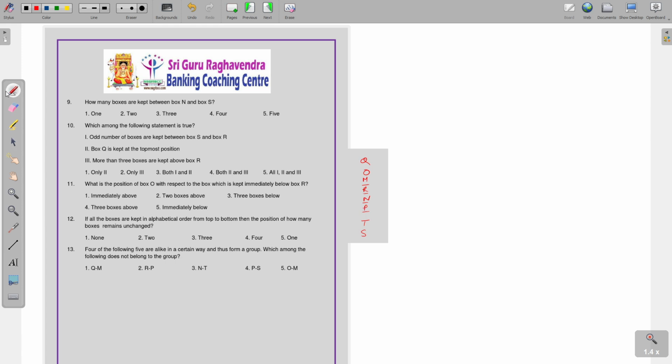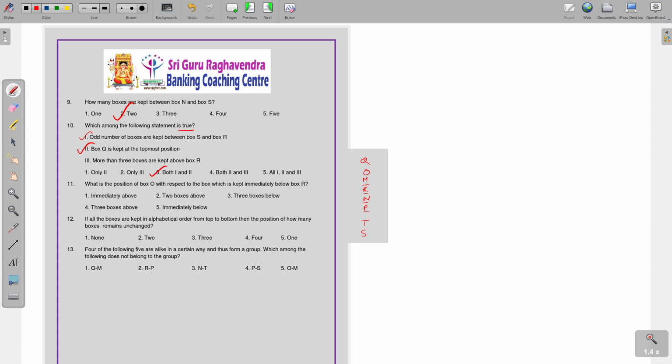See the first question. How many boxes are kept between N and S? Between N and S there are 2 boxes. Which of the following statements is true? Odd number of boxes kept between S and R. Between S and R there are 3 boxes. Option first one is correct. Box Q is kept at the topmost position. Second one is also correct. More than 3 boxes are kept above box R. Above box R there are only 3 boxes. So, only 1 and 2 are correct.